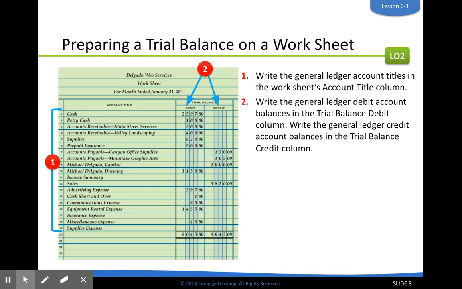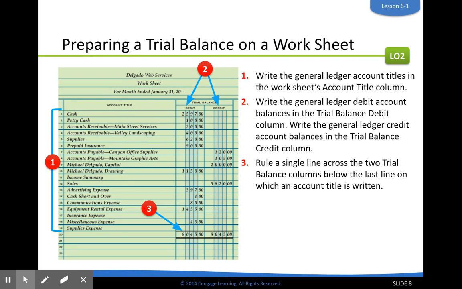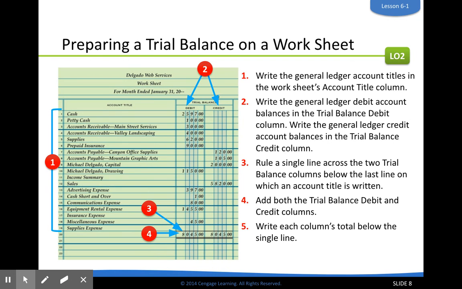So when you get all of those account titles in there, the account balances in there from the general ledger, we draw a single underline at the bottom of those 2 columns. And we know that a single underline tells whoever's looking at this form that we're going to add everything above that single underline. Sure enough, after we draw that single underline, we add both columns. So we add all those debits up and all those credits up. We write our totals in there.